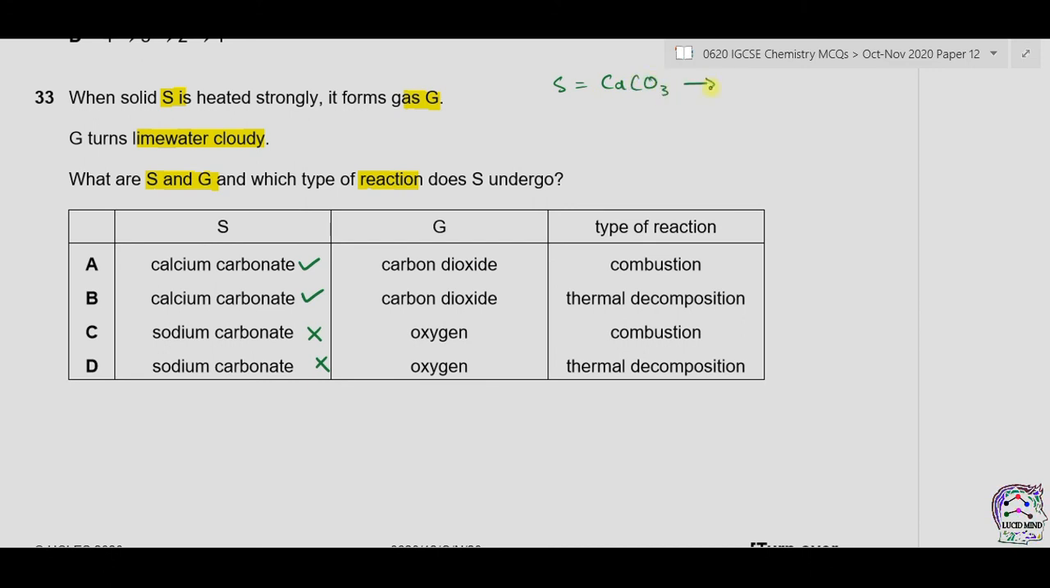When calcium carbonate decomposes, it forms calcium oxide along with carbon dioxide gas. The property of carbon dioxide is that it turns lime water cloudy, so it means that G is CO2. So it is carbon dioxide. Now the type of reaction in which calcium carbonate is decomposed is thermal decomposition. Thermal decomposition means the breaking down in the presence of heat, while it is not combustion. The correct answer is therefore B.